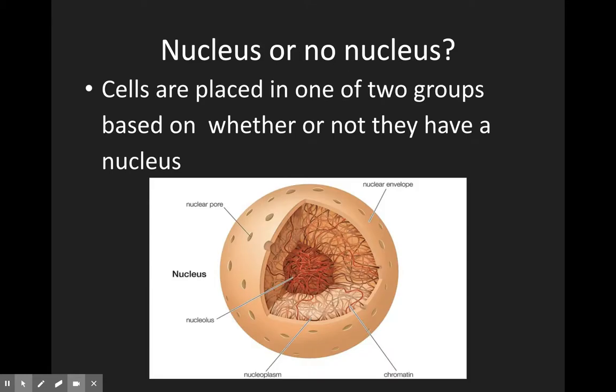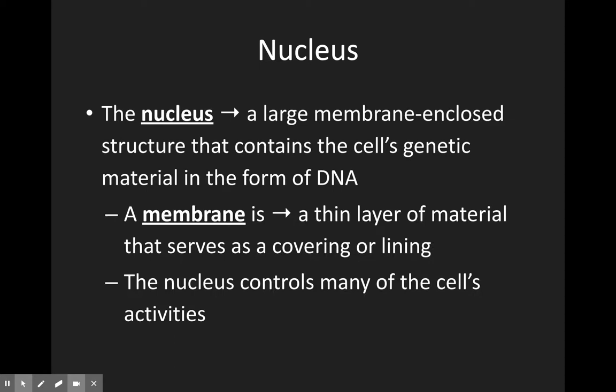But here's the big thing that differentiates a eukaryotic cell and a prokaryotic cell. And this was one of the questions that y'all had to answer on your 7.1 assessment. Is there a nucleus or is there no nucleus? So the cells are placed in one of the two groups, a prokaryotic or a eukaryotic group, based on whether or not they have a nucleus. So the nucleus, that's a large membrane-enclosed structure that contains the cell's genetic material in the form of DNA. So it's what contains the DNA within the cell.